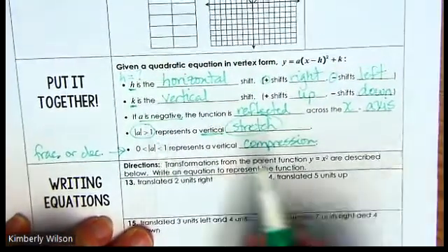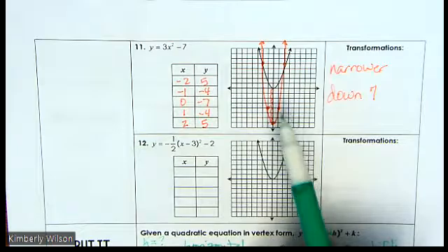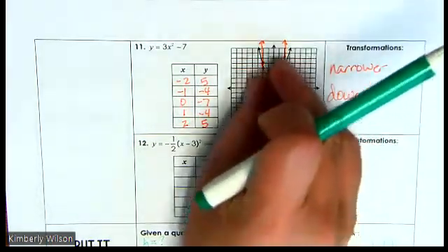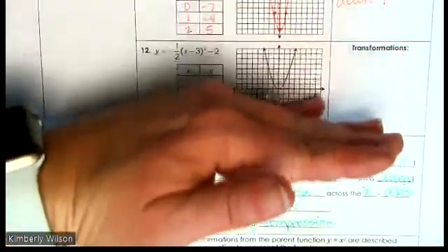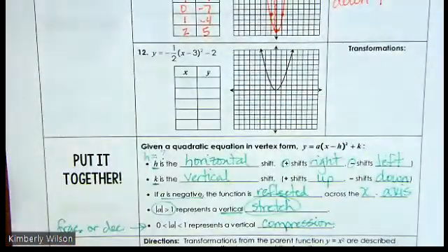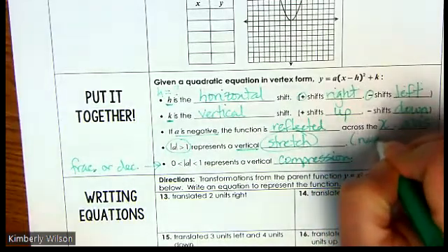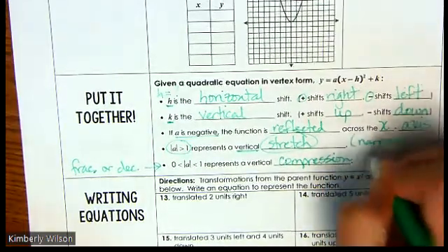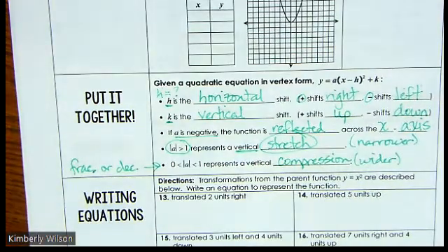Okay, so up here, the A was bigger than 1. It's a 3. Notice it got narrower. That means that it vertically stretched up. So as the parabola was pulled up, it got narrower because it was stretched vertically. When it's a compression, that means it's going to be pushed down, so the parabola is going to get wider. So stretch is narrower, compression is wider.